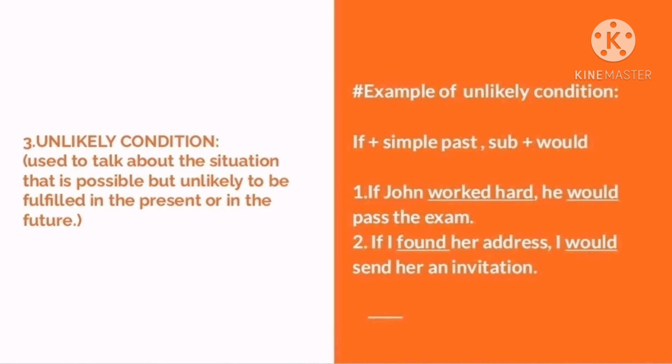Now let's move on to the second example. If I found her address, I would send her an invitation. This example tells us that I don't have the address at present, but if I found her address, I would send her an invitation in future. This is an example of a situation that is possible but unlikely to be fulfilled in the future.